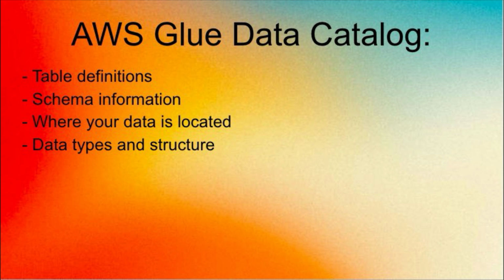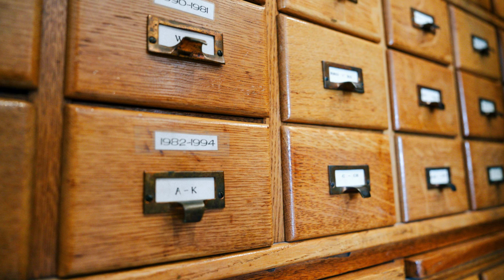The AWS Glue Data Catalog. Think of this like a metadata repository. It's basically a giant index of all your data. It stores the table definitions, the schema information, where your data is located, and the data types and structure. So it's like a library card catalog. It doesn't store the actual books, but it tells you what books exist, where they are, and what they're about.